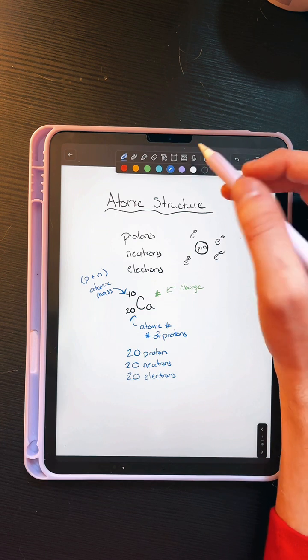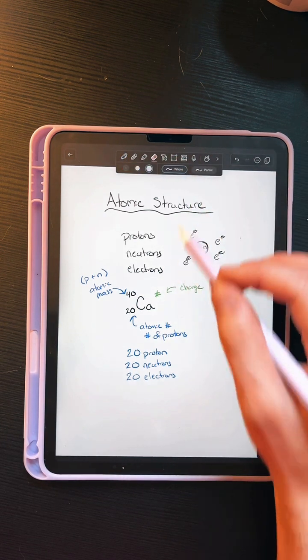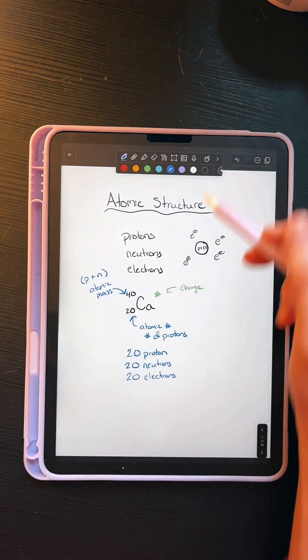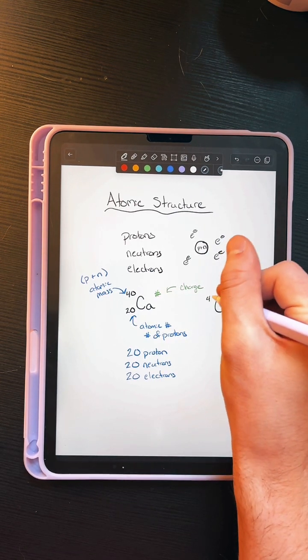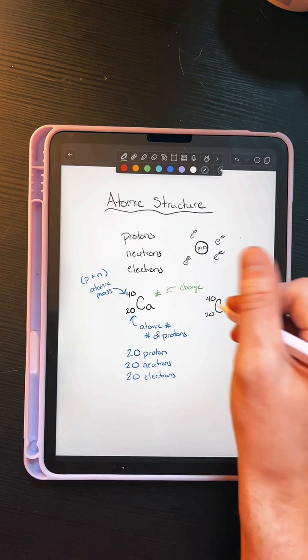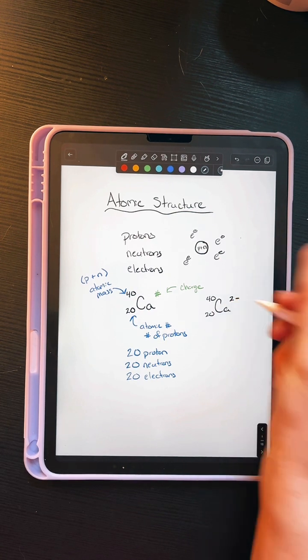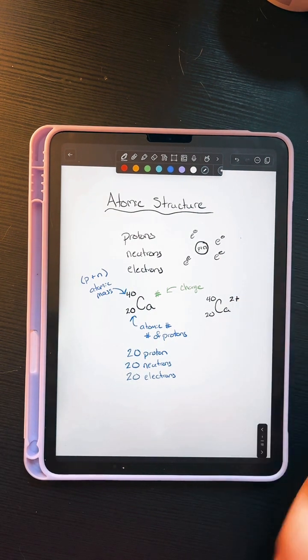Let's say, in fact, we had a calcium 2+ charge. So instead of this calcium 20 and 40, we had calcium with 20 on the bottom, 40 on top, and then a 2+ charge.